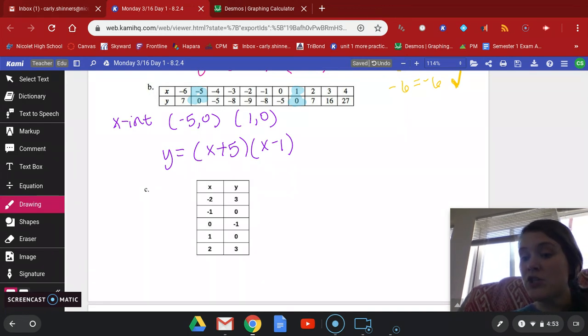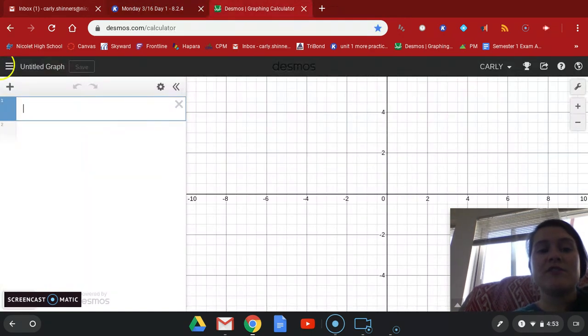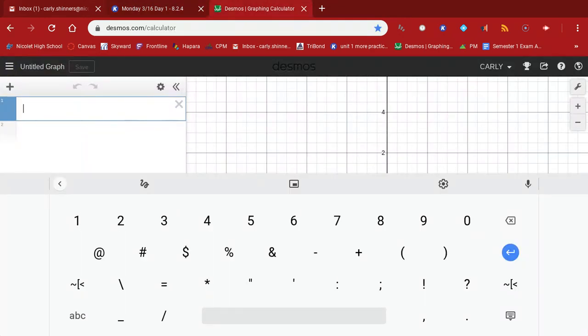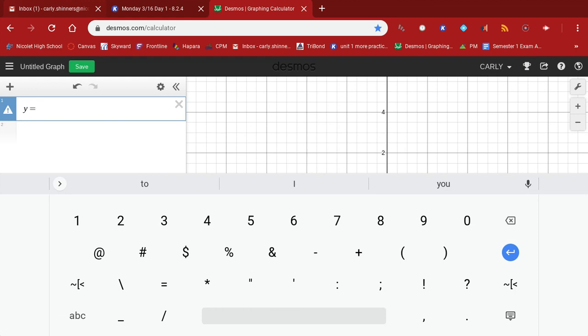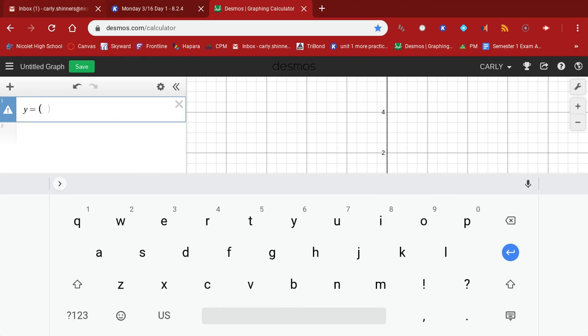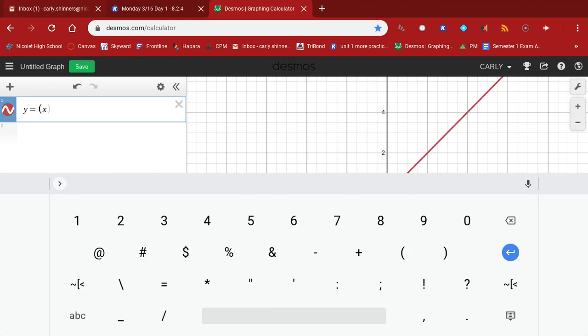For this one, I'm going to show you another way you can check your work, and that's by using either Desmos or a graphing calculator. I'm going to just plug in the equation that I just found, and I'm going to make sure it gives me a table and graph that matches the table that was given in the problem.